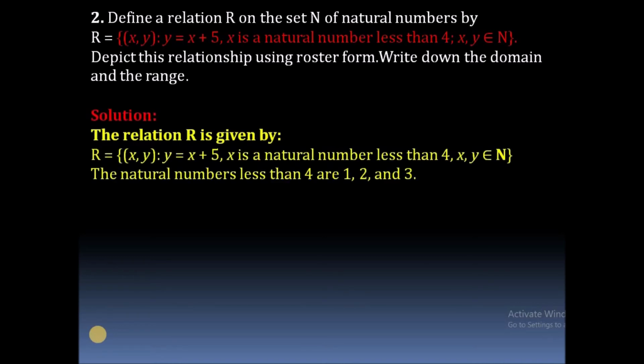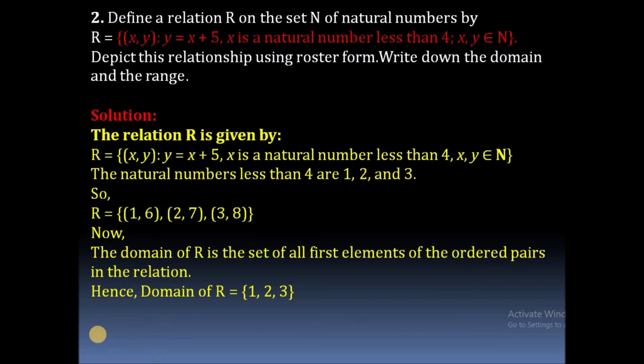The relation R is given by R equals xy where y equals x plus 5. x is a natural number and it should be less than 4. So natural numbers less than 4 are 1, 2, 3 only. Let us write down R in roster form. If we put 1 in place of x, we get the value of y as 1 plus 5, that is 6. So we will write the ordered pair as 1, 6. If we put 2 in place of x, we will get y equals 7. So the next ordered pair is 2, 7. If I put x equals 3, I will get y as 8. So the ordered pair would be 3, 8.